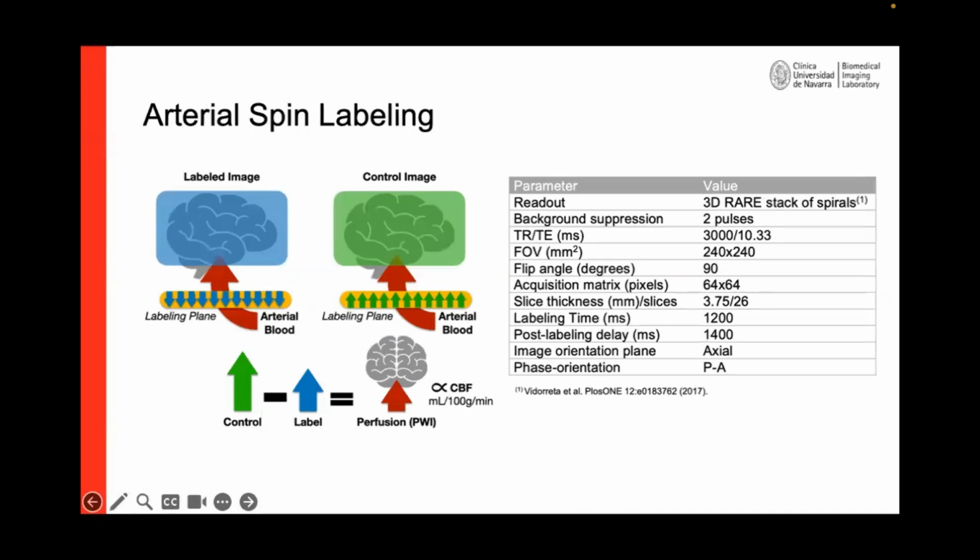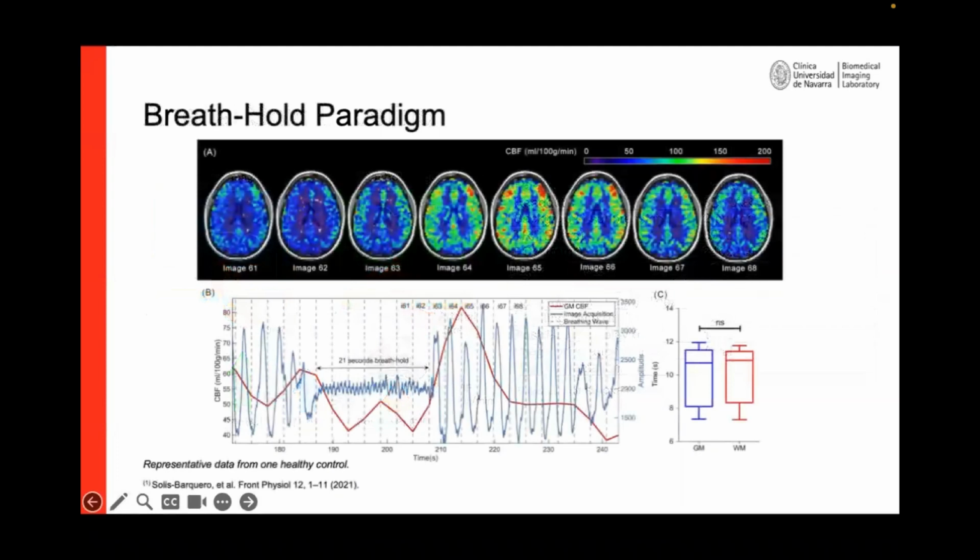Here are some technical aspects of the PCASL sequence we use, as previously described. With this sequence, we achieve a 3 seconds time resolution, doing sinc interpolation of control and label images to double the time resolution. In a previous research by our group with healthy volunteers, we acquired continuous ASL images while the volunteer was doing breath hold for 21 seconds.